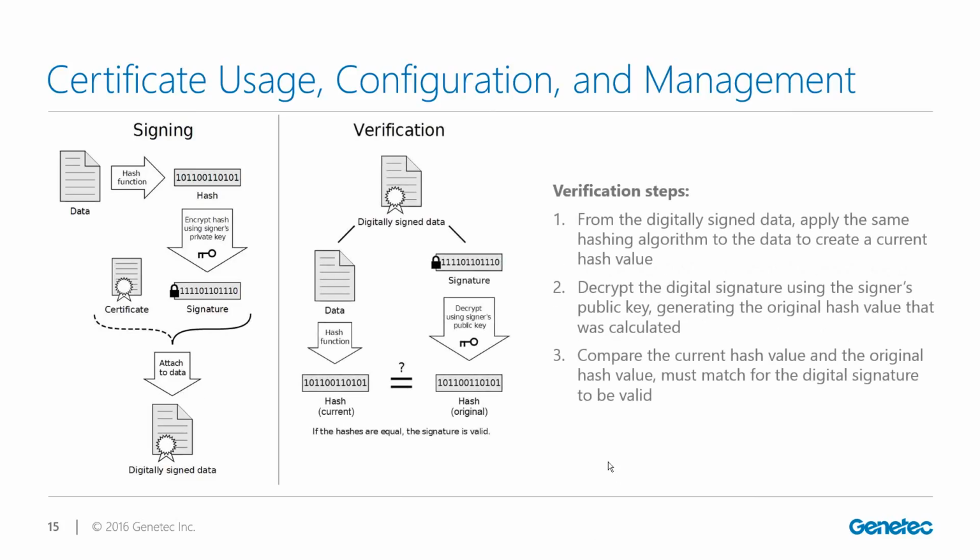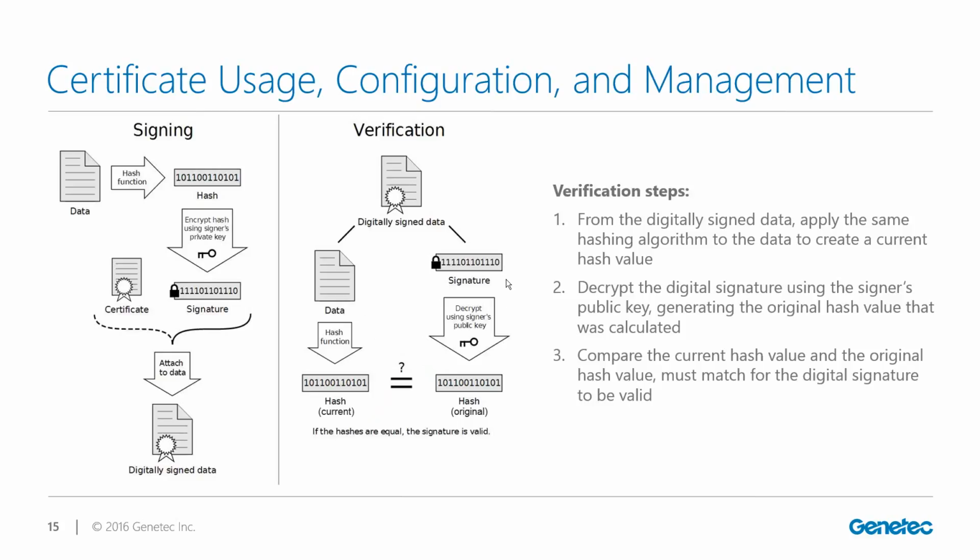On the destination side, it has to go through verification steps now. So it takes that digitally signed data, it splits it off into the data and the digital signature, and then the first thing it does is it applies that exact same hash function, that same algorithm to the data, and then it gets a new hash value. We call that the current hash value because it is relative to the current data that it's holding.